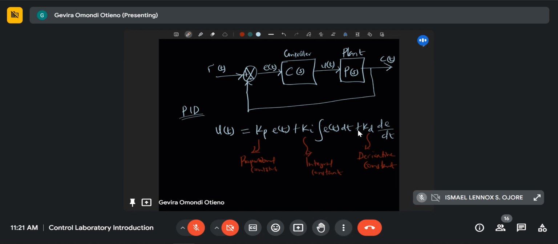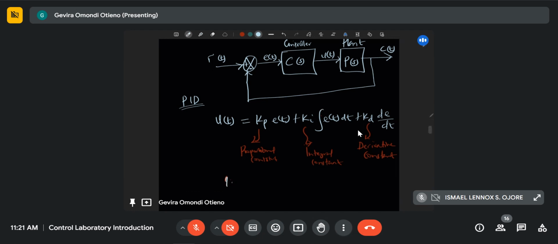Now, there are two performance criteria, or for lack of a better word, two performance metrics that we use. We always look for the transient response, or we look for the steady state response. I'm trying to just summarize this so that when you study, you have a clear picture of what is expected of you.